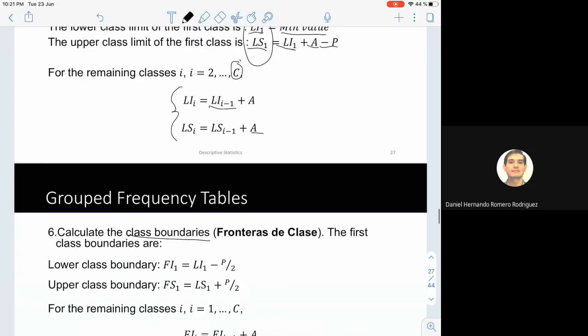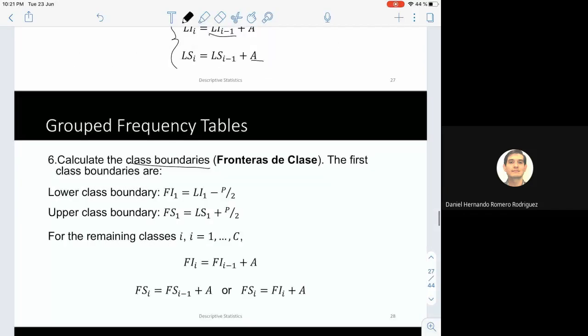Once we have the class limits, then we can compute the boundaries. The boundaries will use those class limits. The lower boundary for the first class is going to be the lower class limit, and please notice here that we deduct the precision divided by 2. That's what I said before. When we divide the precision by 2, what we're doing is adding an extra decimal into our limits in such a way that we avoid an observation from our original data set being located in two consecutive classes. That won't happen thanks to this operation here.